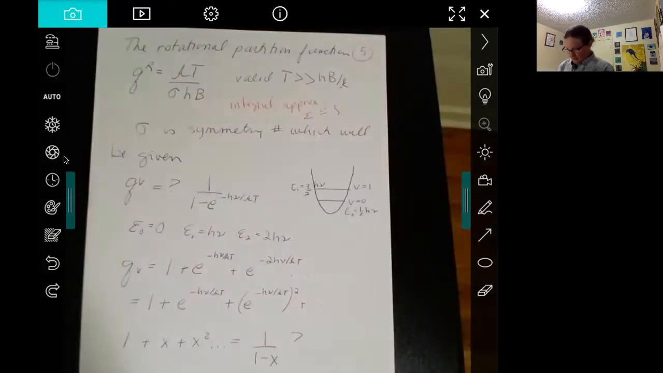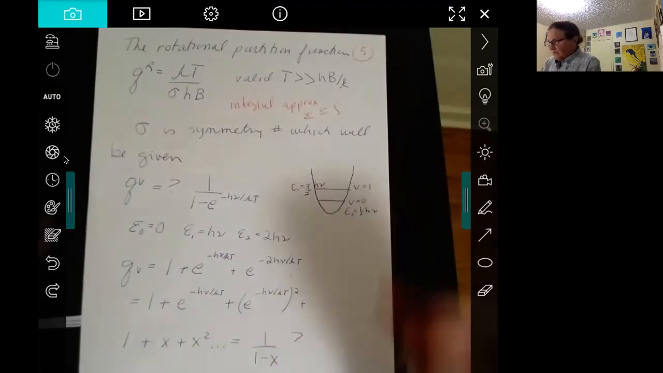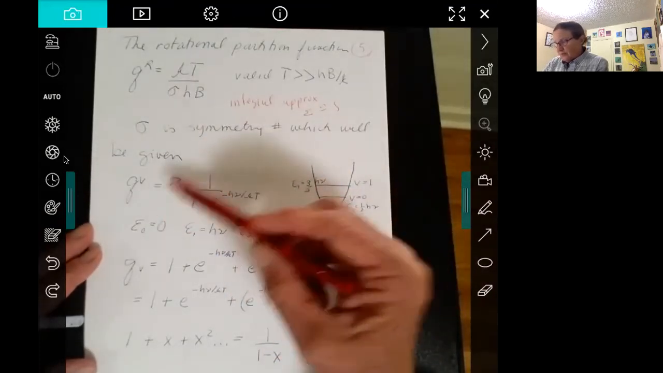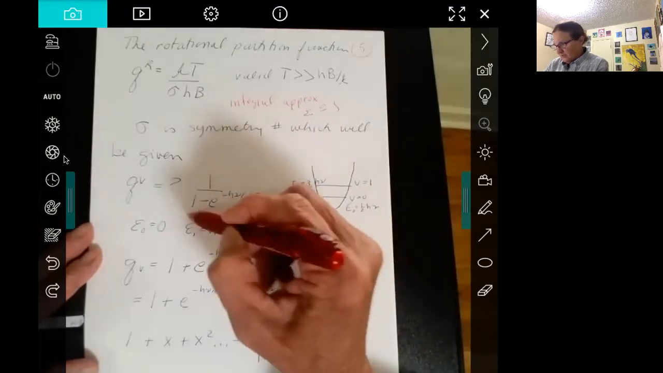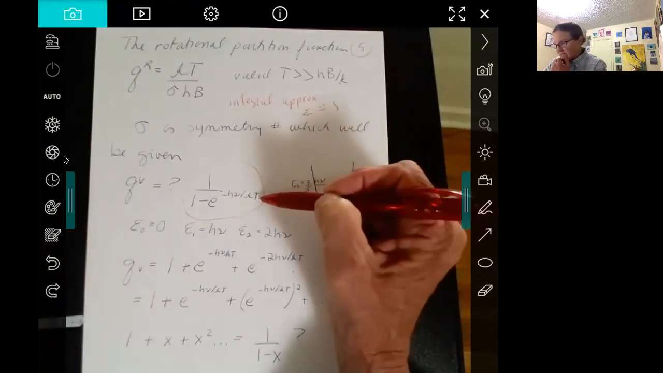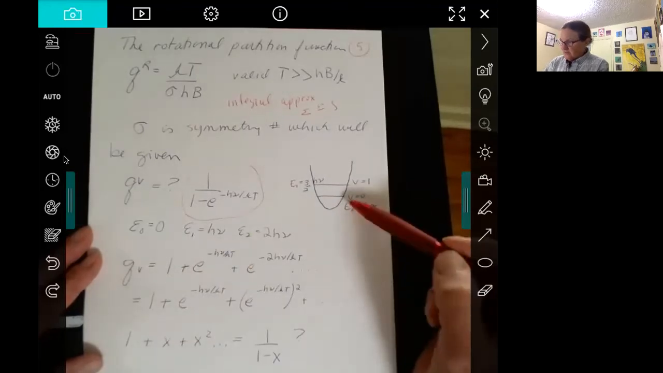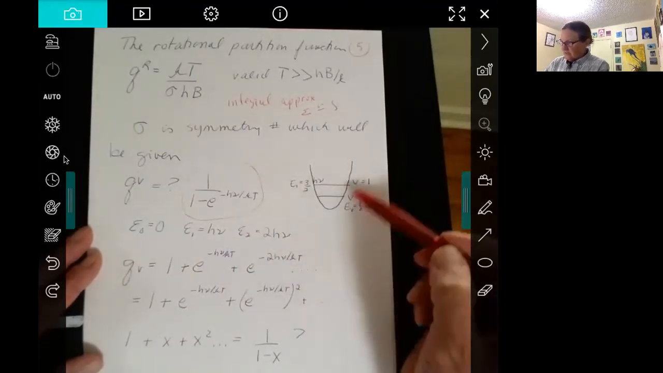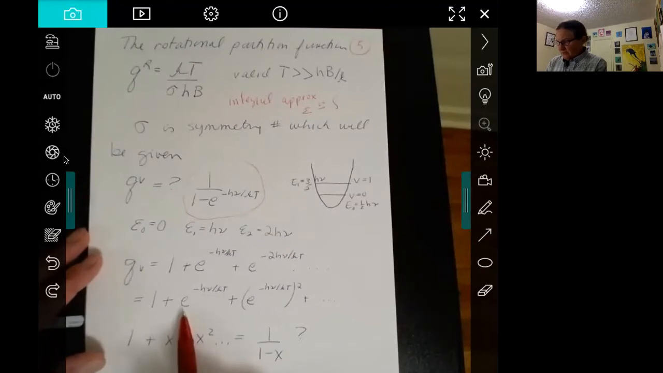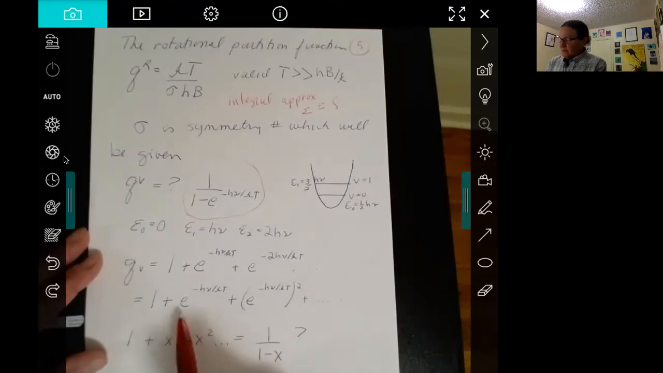Then the vibrational one, surprisingly, mathematically, you don't have to make any approximations. So if you look at a harmonic oscillator, then the vibrational partition function will end up being this right here, where this is Planck's constant times the fundamental frequency of the vibration divided by kT. And so E0 we set to be 0. Then the first excited state goes up by h nu, second excited state 2h nu. And what you end up with is Q is equal to 1 plus e to the x plus e to the x squared plus x squared.